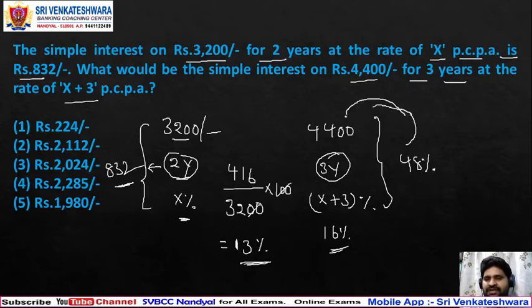So 48% we have to pay on 4400. Let's calculate what is the 48% on this number. 48% means, let's write it as 50% minus 2%. That will be easy. 50% is half of the number, 2200, and 2%.